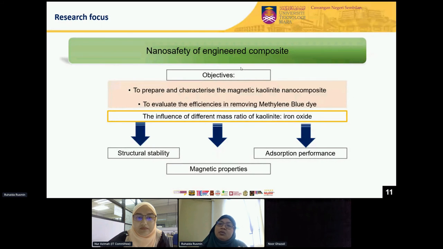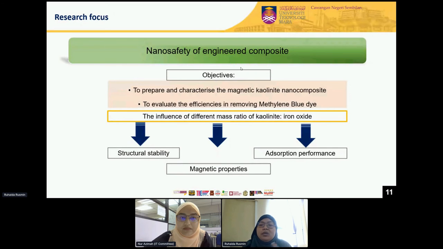So in order to reach this goal, we try to start small by looking into the preparation and characterization of the magnetic kaolinite composite, because we want to understand what the structure is, what the physical characteristics are, and so on. And in doing that, we narrow down the scope. We are looking into the influence of the different mass ratios of the kaolinite iron oxide composite.